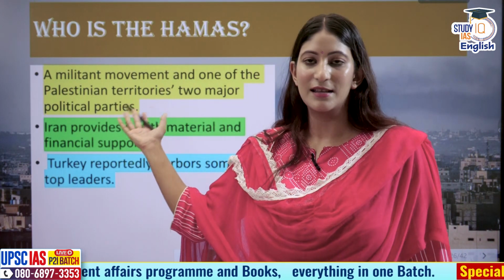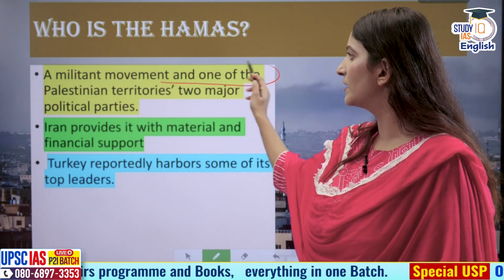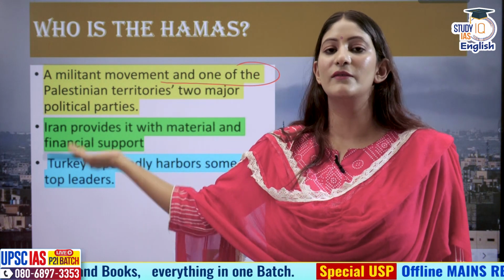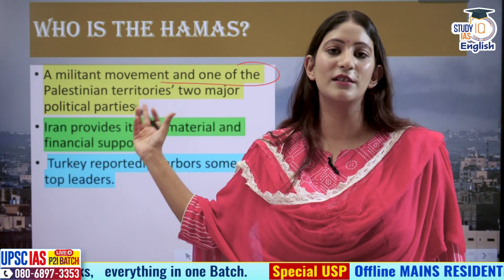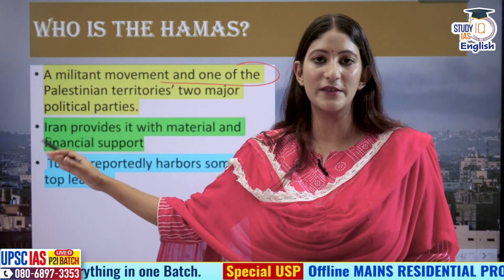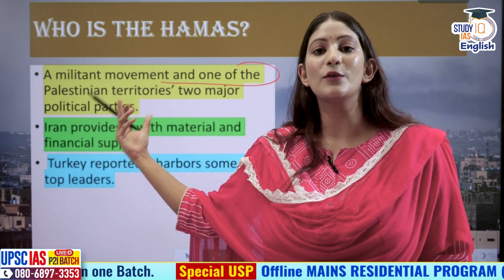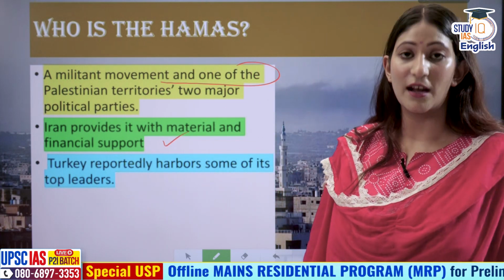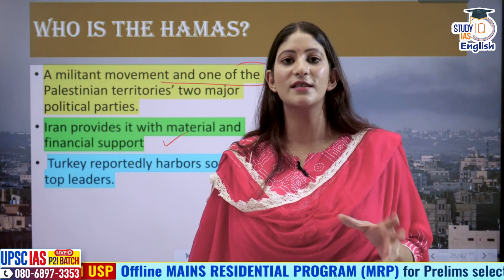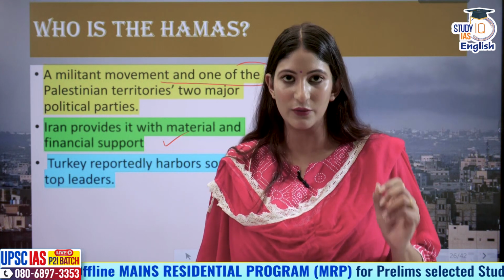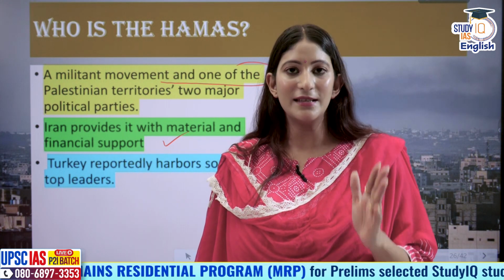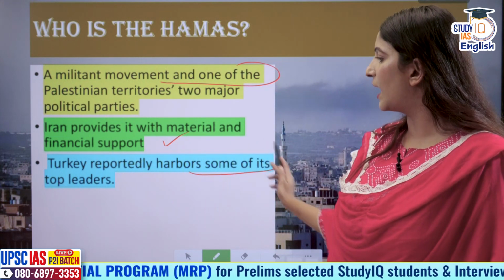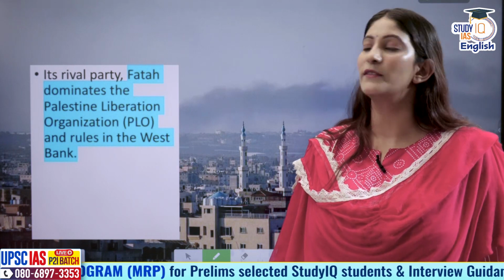Now, who is the Hamas? Hamas is basically a militant movement. It is one of the two Palestinian territories' ruling powers. First is the West Bank, and then we have Gaza. The West Bank is under the ruling of Fatah. Fatah also used to have a lot of say in the Gaza Strip, but later on they were ousted by the Hamas. Iran provides it with material and financial support. In certain videos that have come up on X, formerly known as Twitter, the Hamas has been seen thanking Iran for the support. Also, Turkey reportedly harbors some of the top leaders of the Hamas.